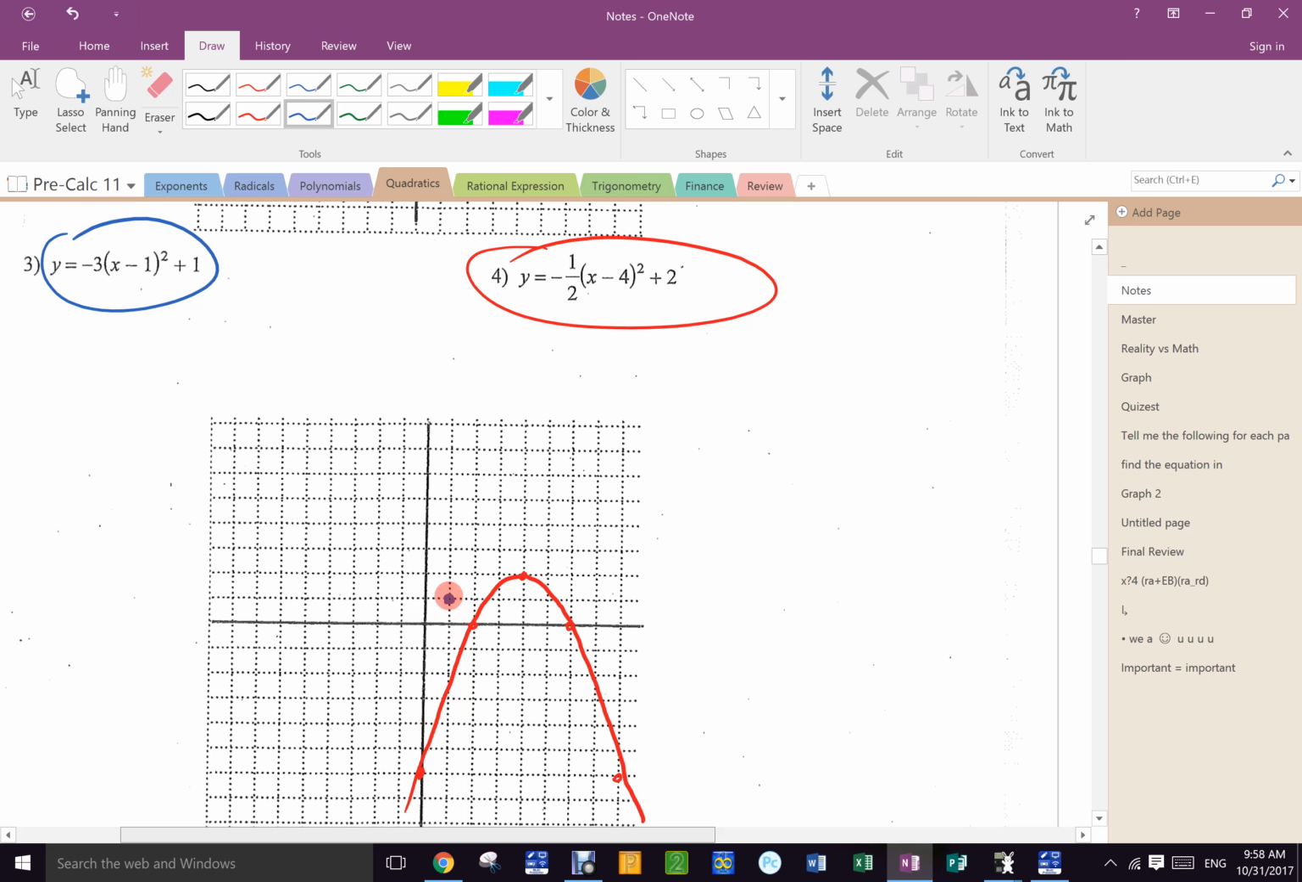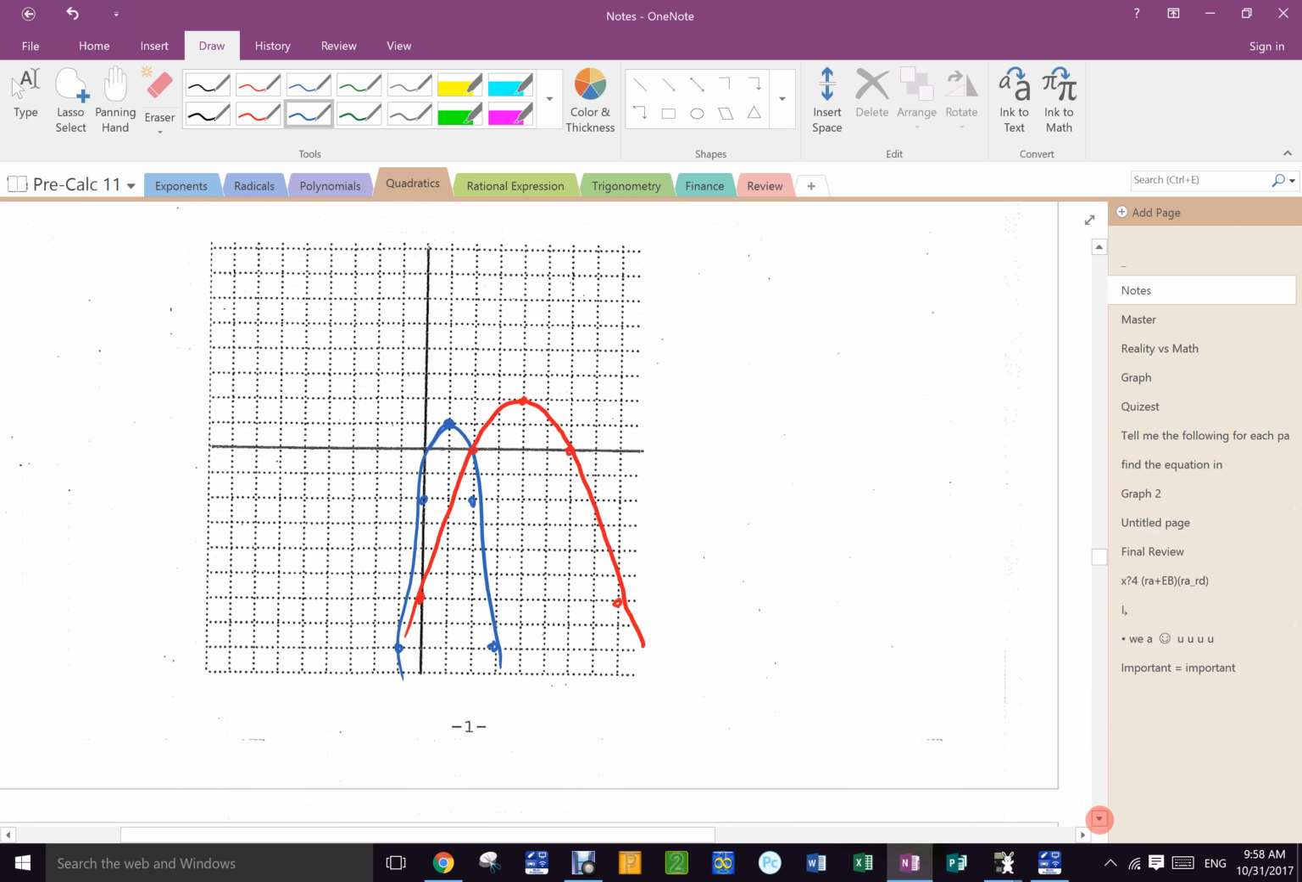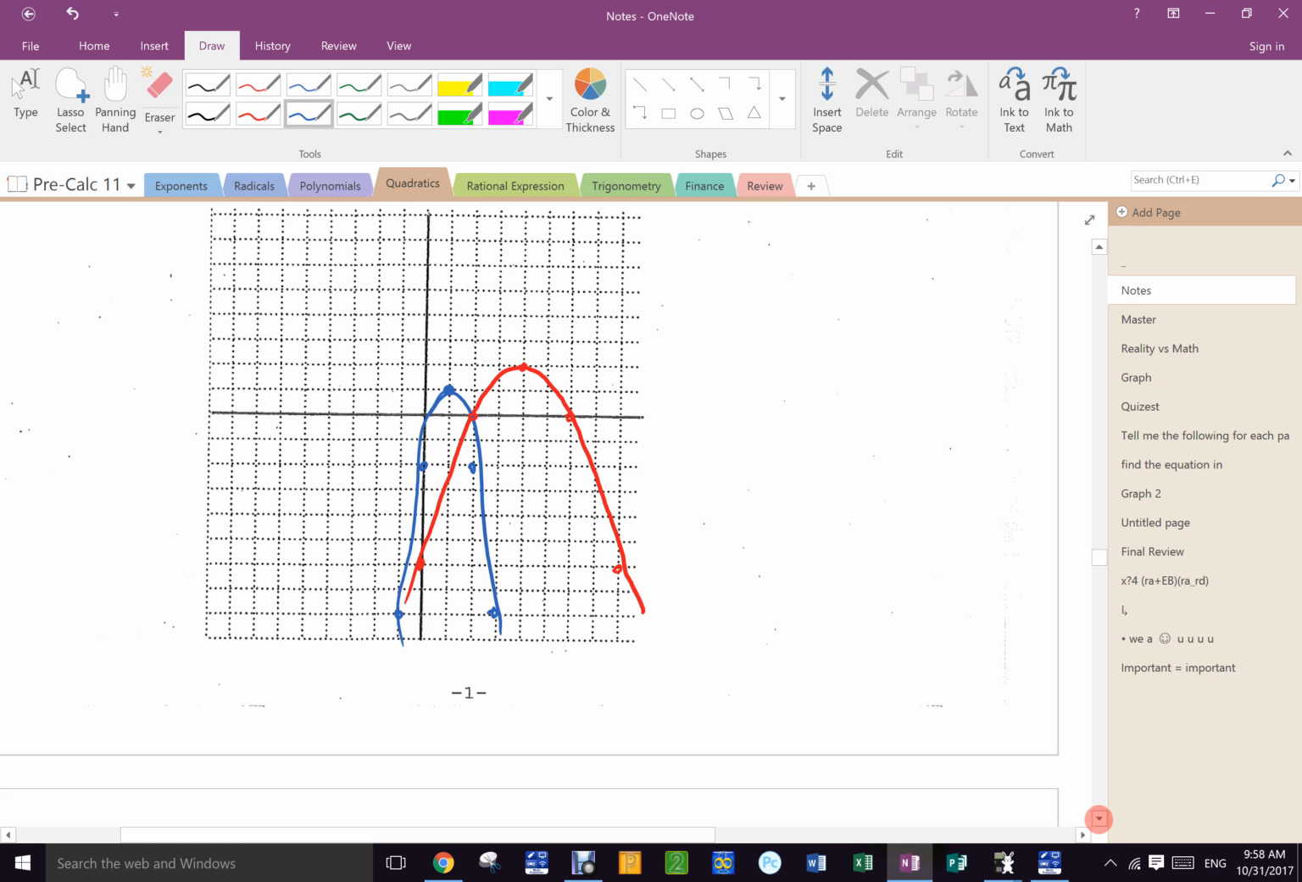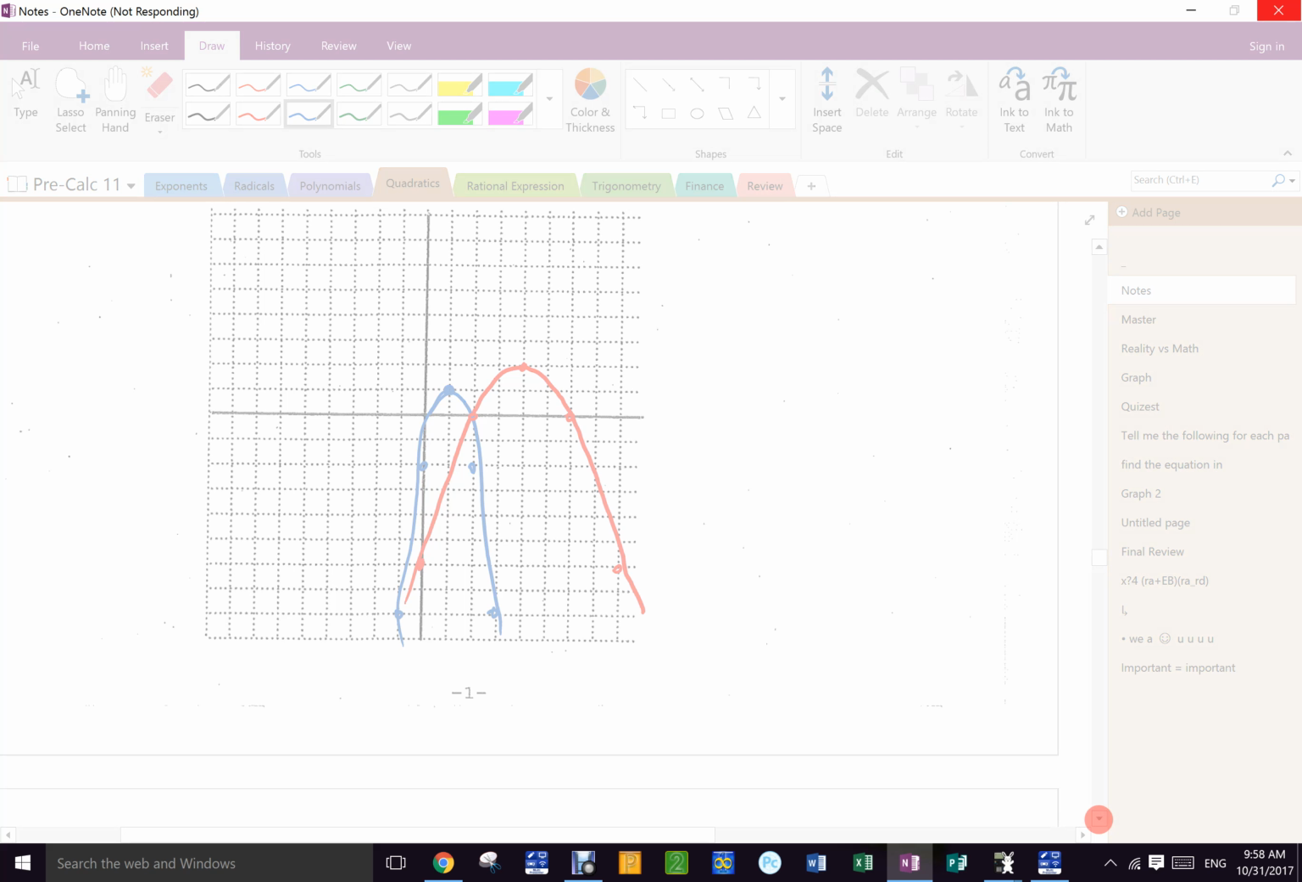1, 1. And it's going to be negative 3. So over 1, down 1, 2, 3. Over 1, down 3. Over 2, down 12. It's going to go off the graph. So, of course, you were checking your work and make sure your parabolas look like mine.